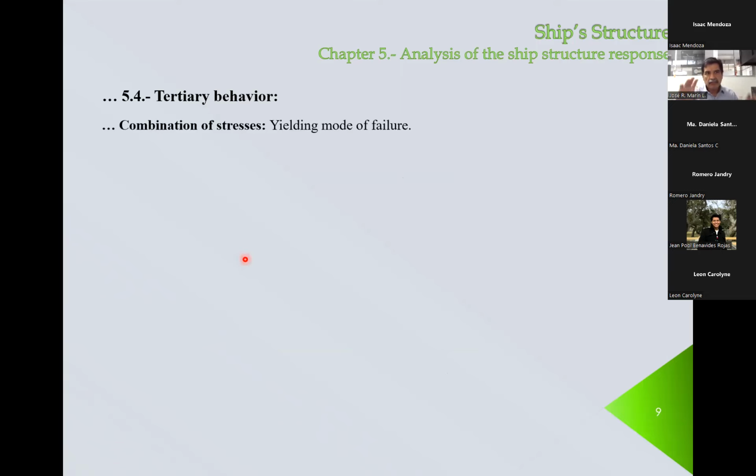Now, in the previous slide, we showed that there is the possibility of combining. For example, in the X direction, we could have primary, secondary, and even tertiary stresses in some cases. But if we have X and Y stresses, how do we combine them? That's what we are trying to answer with this slide.